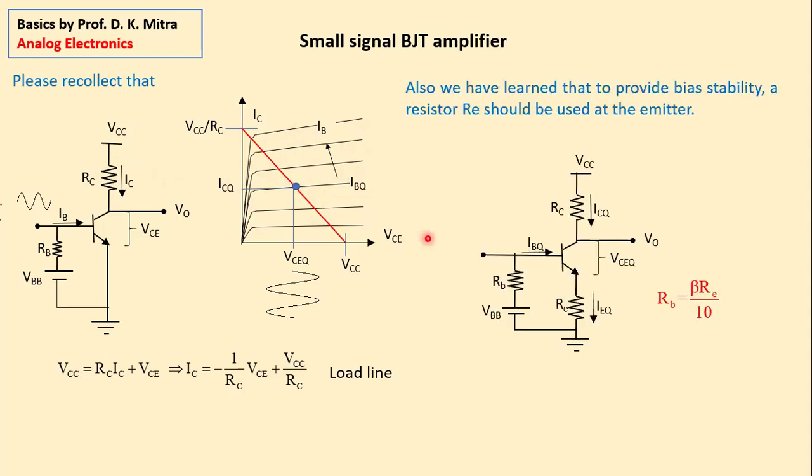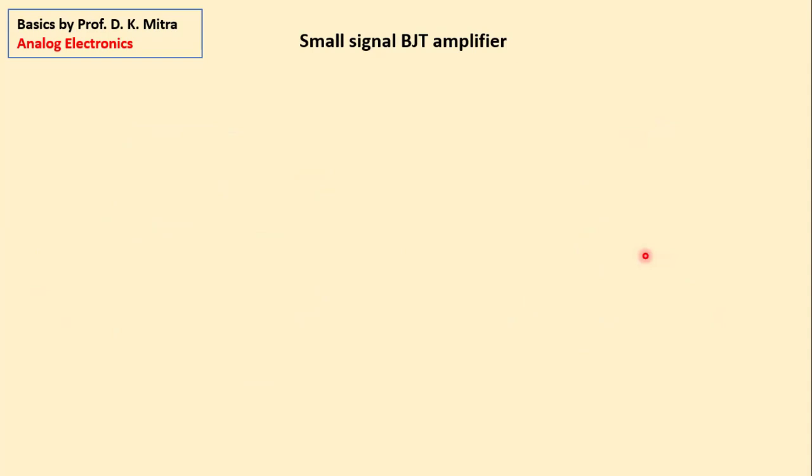Next lesson that also we have learned, that to provide bias stability, a resistor RE should be connected at the emitter, and we have learned this relation between RB and RE, that RB should be equal to or less than beta RE by 10. With these lessons, two lessons we have already learned. Next we go to the next point.